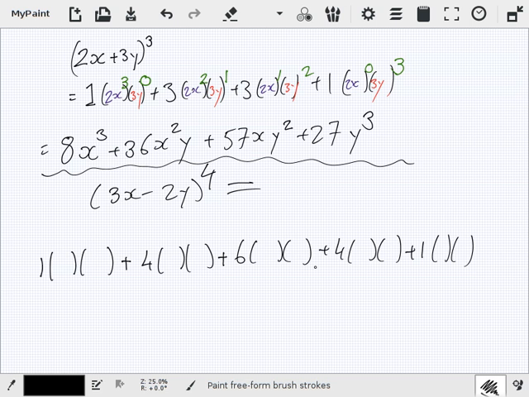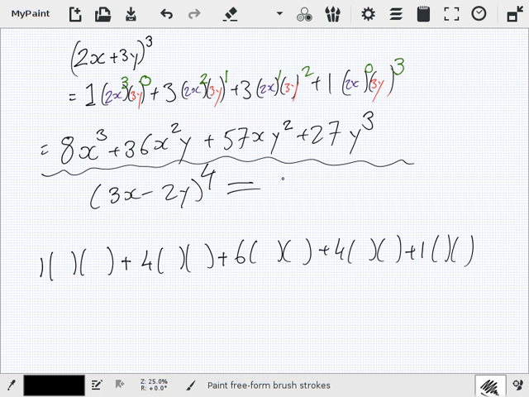Let's have a look at this one now. So if we can all look up, please. So I need to look at my fourth row. I think I remember this correctly. Is the fourth row 14641? Yeah, 14641.